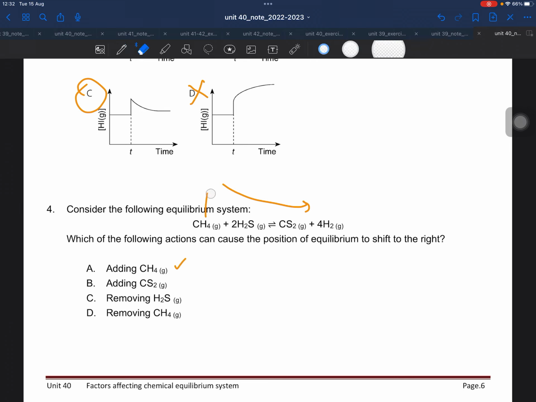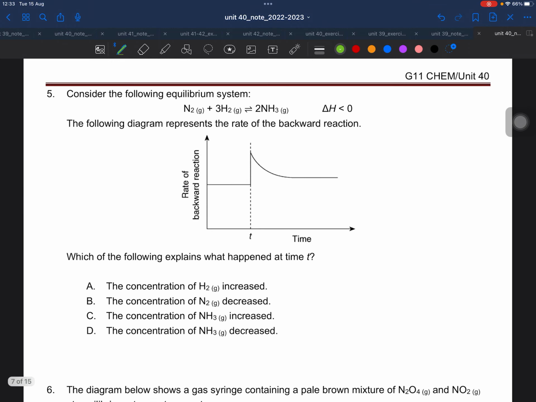For question 4, A looks nice. What about B? Adding CS2? No, because I need to shift to the right, right? No. We remove H2S? No. Finally, we remove CH4? No. So the answer is A. Right? So you can see, even for me, I always use the mountain and the ball.